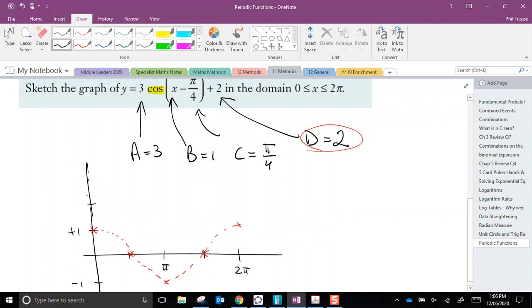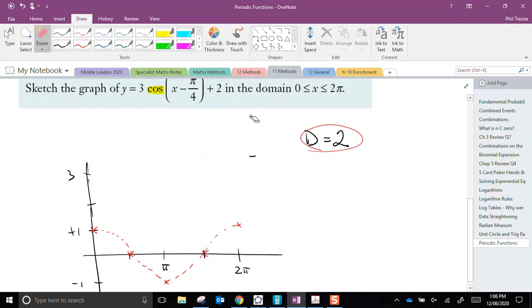So that would be 2, that would be 3. I may even need more room. I'll rub some of these out to give myself some working space. With a vertical shift of 2, my equilibrium is going to shift upwards by 2. This is where the equilibrium would be. That's where it would be now.